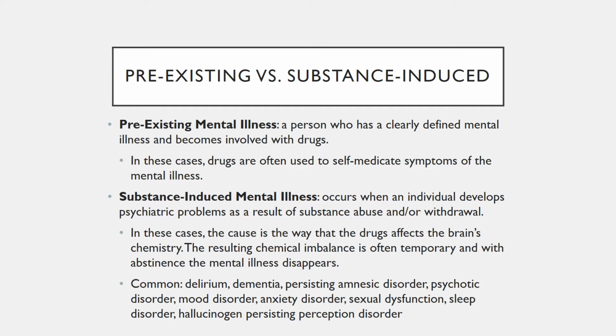So the overall idea here is that when we think of co-occurring disorders, we should recognize that there's kind of two ways it can come about. Either there's a pre-existing mental illness, or there's something about the substance that's being used that's creating and influencing the mental illness.